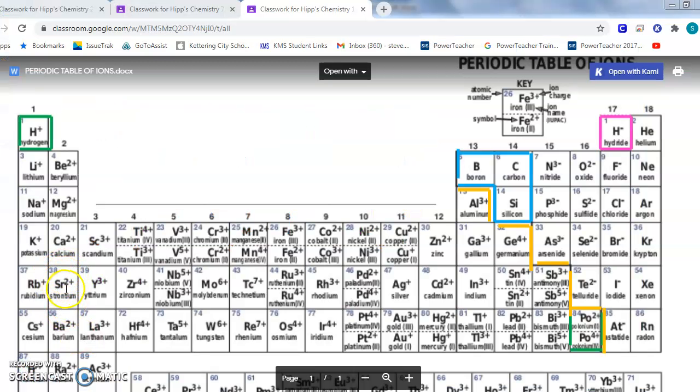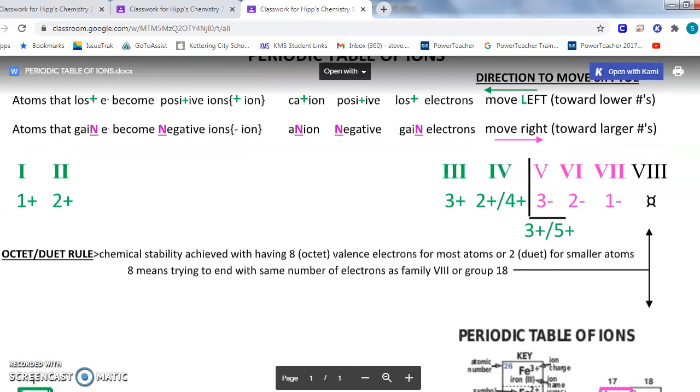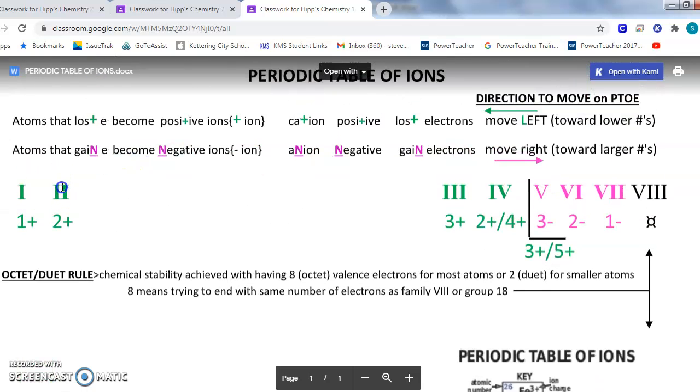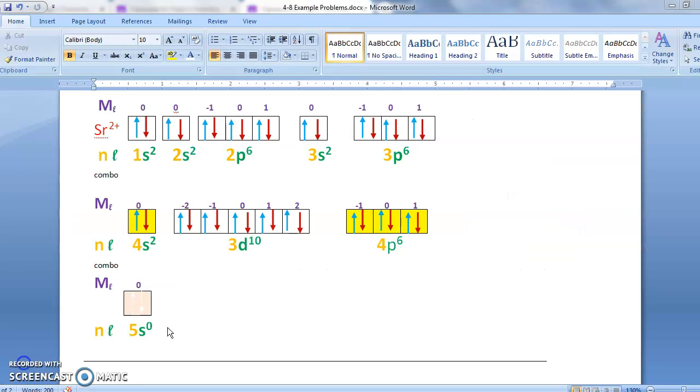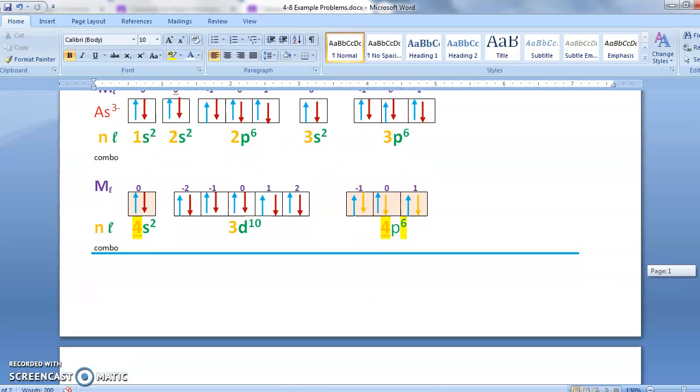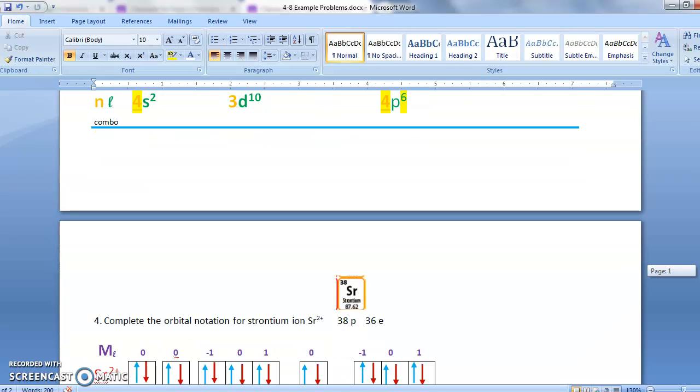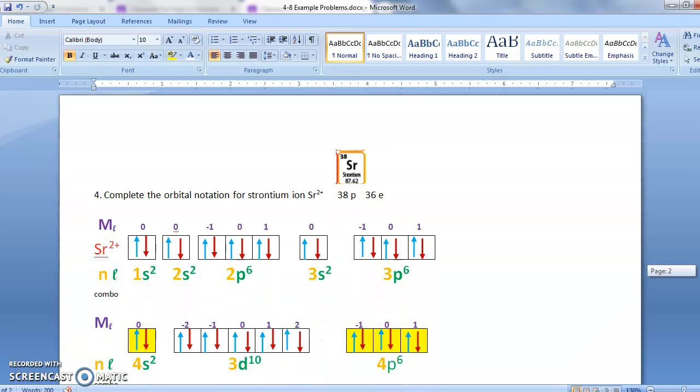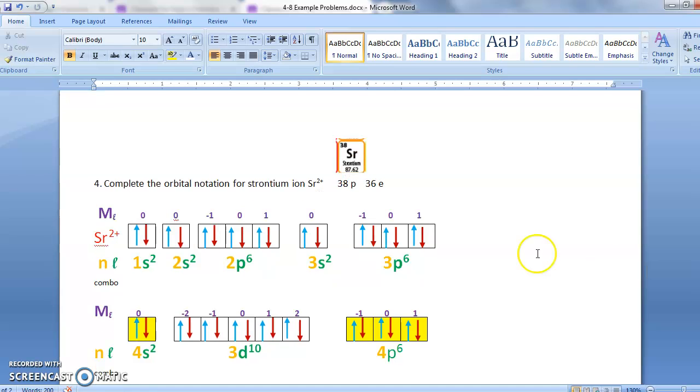Looking at the periodic table of ions, we see strontium's right here. It has 2 valence electrons. Lo and behold, the Roman numeral above it is 2. I hope you're seeing that these Roman numerals for these families, vertical columns we call families, are really telling you how many valence electrons they have. And we'll stop right here with these first 4 example problems. We have one more thing to talk about, well, really 2 more things to talk about with orbital notations, and we'll pick those last 2 things up on our final video.